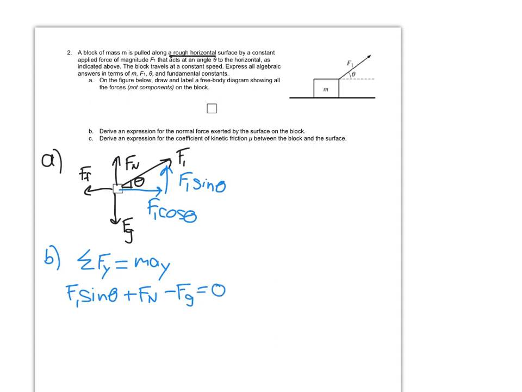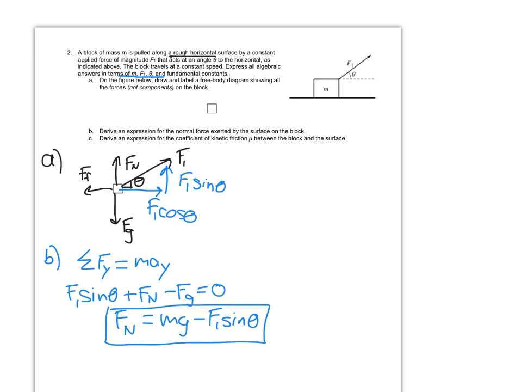Right, we're going to rearrange that to solve for Fn, and we're also going to sub in for Fg, just make that be mg. So I'm going to say that Fn is going to be equal to mg, okay, subbing in for gravity and moving it over to the other side, minus F1 sine of theta, and that is in terms of the variables that I am given there, m, F1, theta, and fundamental constants.